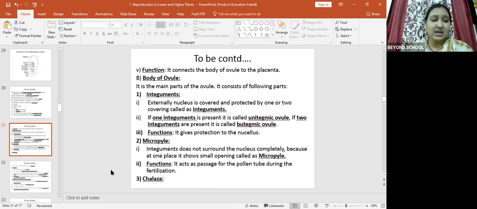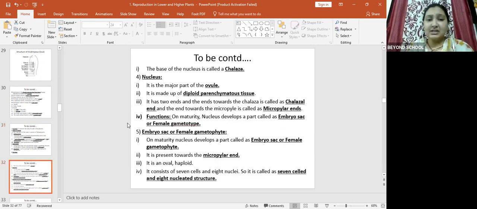Then we have the chalaza. Now this chalaza, what I already told you during the introduction of the diagram, is the strong base of the nucellus. It is providing a base towards our ovule.